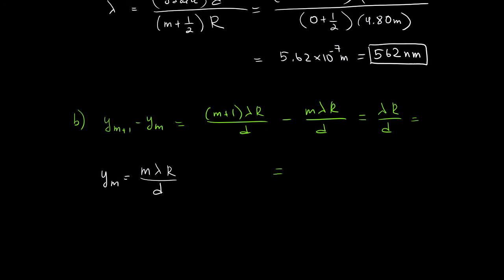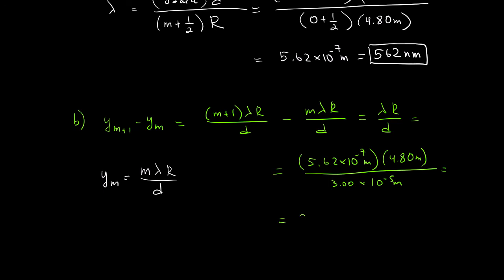Now we just need to plug in the numbers. Let's use meters: 5.62 times 10 to the negative 7 meters, the R is 4.80 meters, divided by 3 times 10 to the negative 5 meters. Punching this into a calculator, we get 9.00 times 10 to the negative 2 meters, which is 9.00 centimeters.